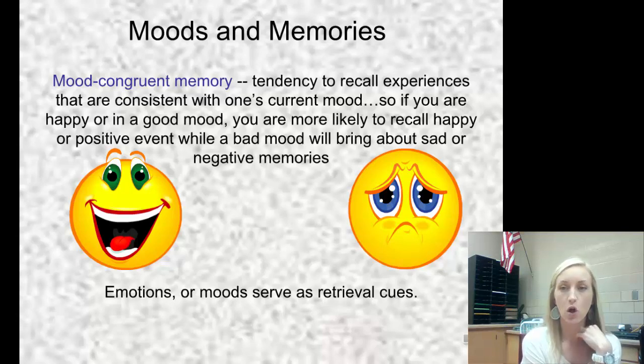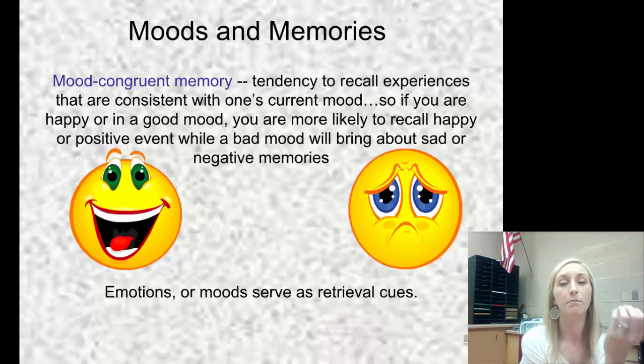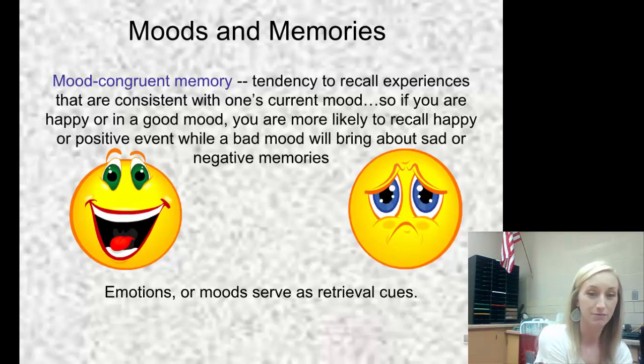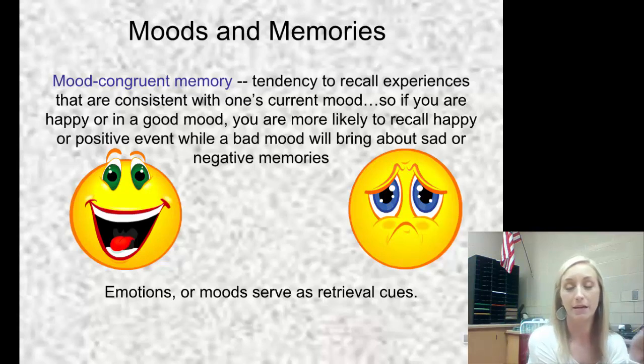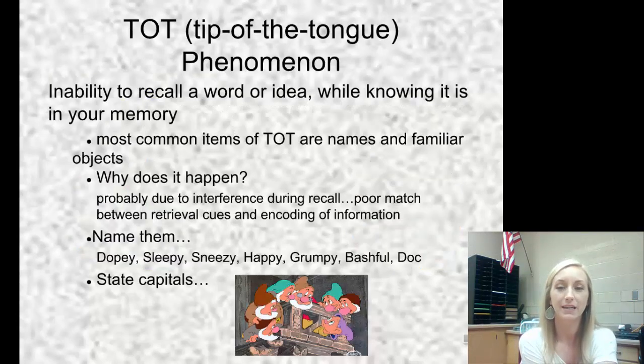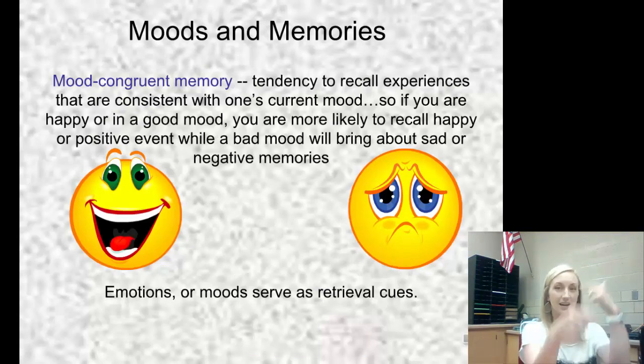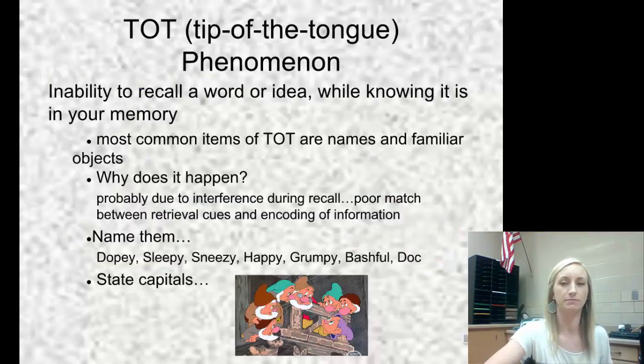Mood-congruent memory is a tendency to recall information or experiences that are consistent with one's current mood. So if you are happy or in a good mood, let's say every time you're in AP Psychology, you are more likely to recall happy or positive events while in that good mood. While a bad mood will bring about sad or negative memories, because the last time you were in that bad mood, you were in that sad, negative experience. So emotions or mood serve as retrieval cues. What this is saying is that we're more likely to remember negative things when we're in a negative mood. So it's kind of like that ugly cycle, almost like in a depressive state.